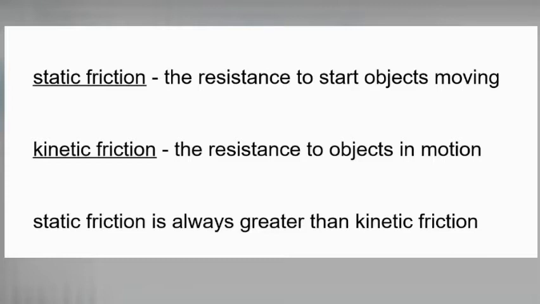With friction, we need to realize that there's two different states the object can be. The object can be either stationary or not moving, or it can be in motion. And what we have realized is that the friction is different between the two states. When the object is not moving and we're trying to get it started, that is referred to as static friction. When the object is in motion and we have friction that opposes the motion, that is referred to as kinetic friction. And please note that static friction is always greater than kinetic friction.